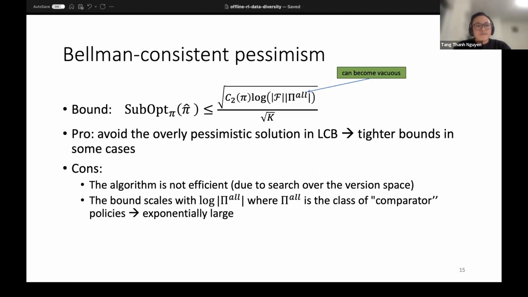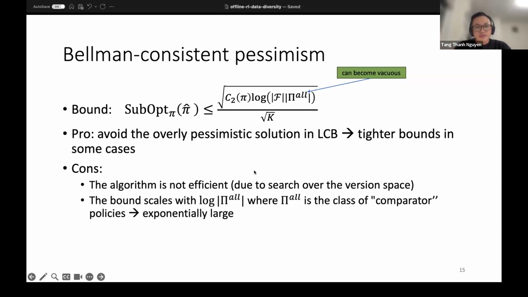The result is that they show that with Bellman-consistent pessimism, the suboptimality scales with the standard rate, 1 over square root of K. Let's recall that K is the number of episodes in the offline data, effectively the number of samples. It also scales with some model complexity and some measure of data coverage.